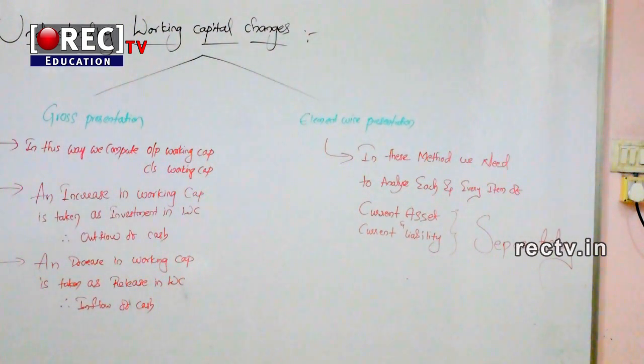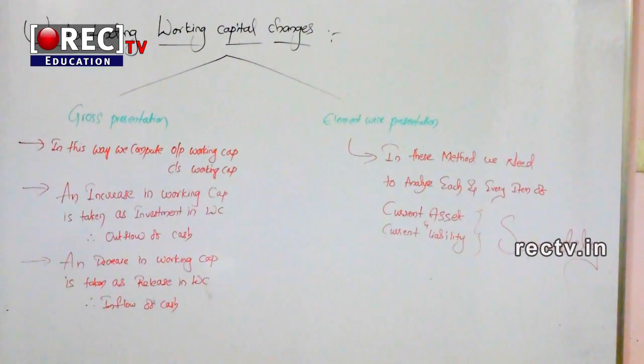Likewise, when a current liability is decreasing, it is an outflow of cash. So this is the treatment of working capital changes in CFS. Friends, there is a small note: items which form part of cash and cash equivalents will not form part of working capital changes, because once we have taken them in cash and cash equivalents, we should not bring the same to the working capital changes.